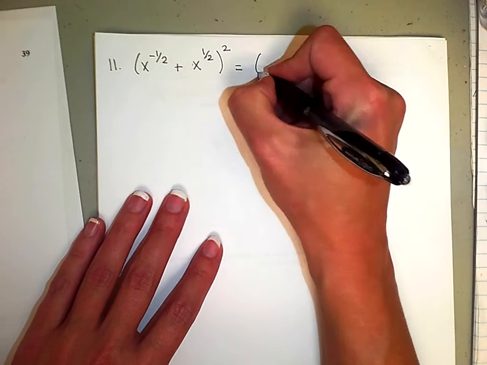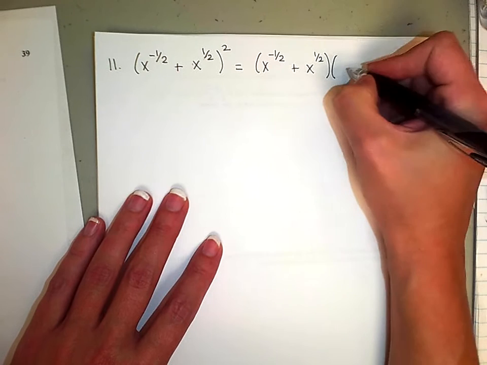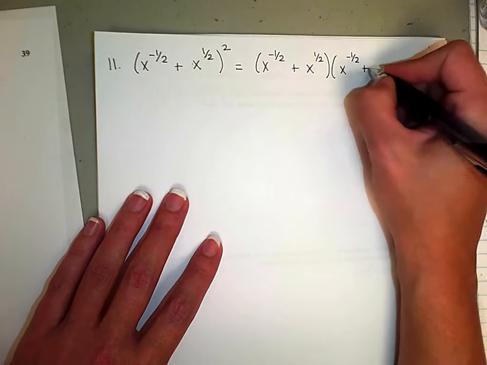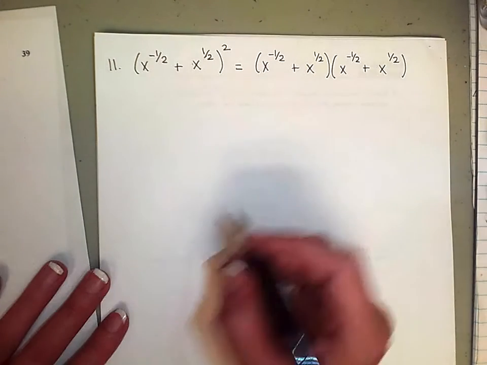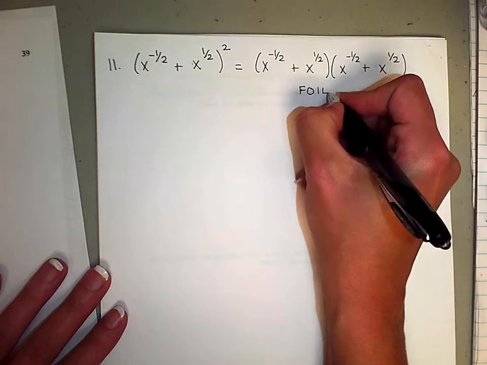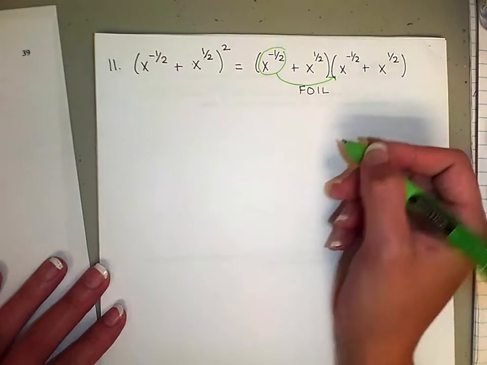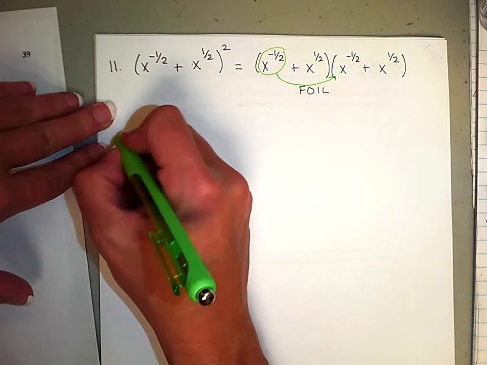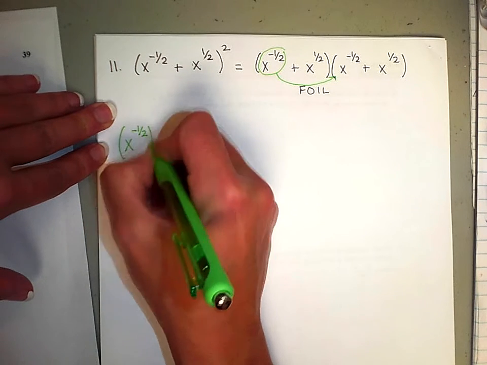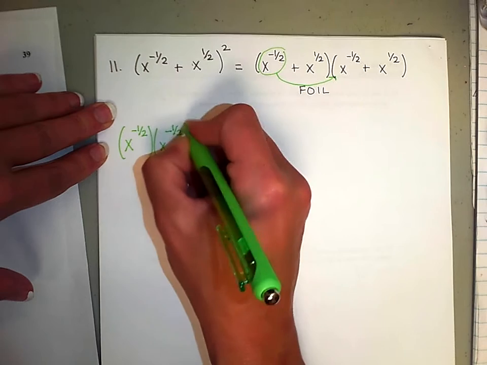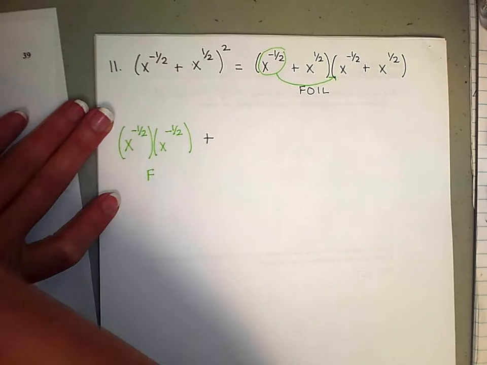Let's write out what this means. This means x to the negative 1/2 plus x to the positive 1/2 times x to the negative 1/2 times x to the positive 1/2. And we will need to FOIL. Okay? So we'll take our first and our first. I'm just going to write these right next to each other so we can see this happen. X to the negative 1/2 times x to the negative 1/2. This is our first terms. Now, plus, we need the outer terms.